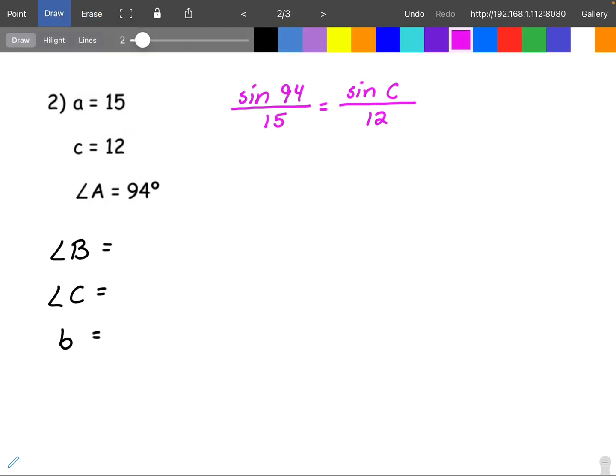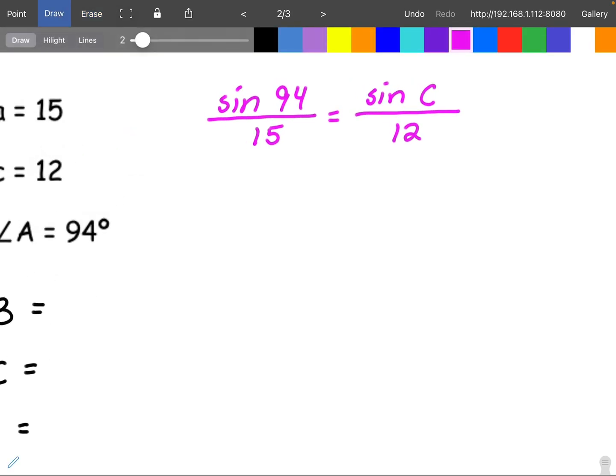All right, so we're going to solve this proportion. Starting here, that's going to be 15 times sine c. And then the other way, that's going to be 12 times sine 94. I always put the number or the variable in front of the sine. Otherwise, it kind of looks like it's all running into the sine. If I put the 12 back here, it just looks weird, like it might all be part of the sine, and we don't want that. So I'm going to put my 12 in front.